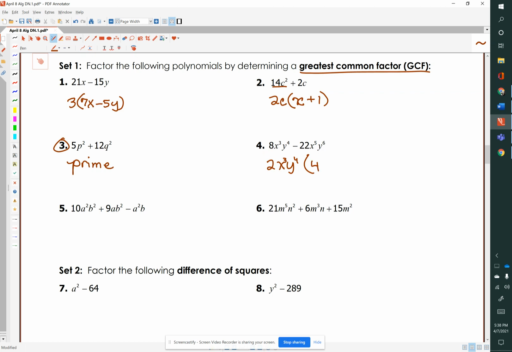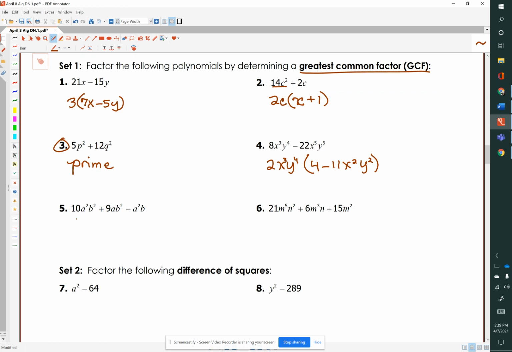Remember, when we divide, we subtract exponents. So the x goes away and the y goes away. Minus 22 divided by 2, 11, x, 5 minus 3. Oops, I wrote y, I meant to write x. Okay, x, 5 minus 3 is 2, and y, 6 minus 4 is 2. And that's your final answer.